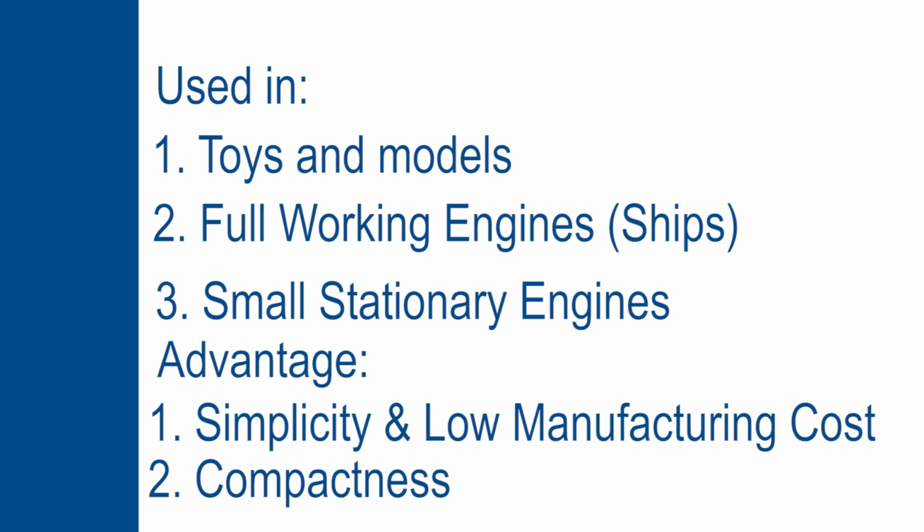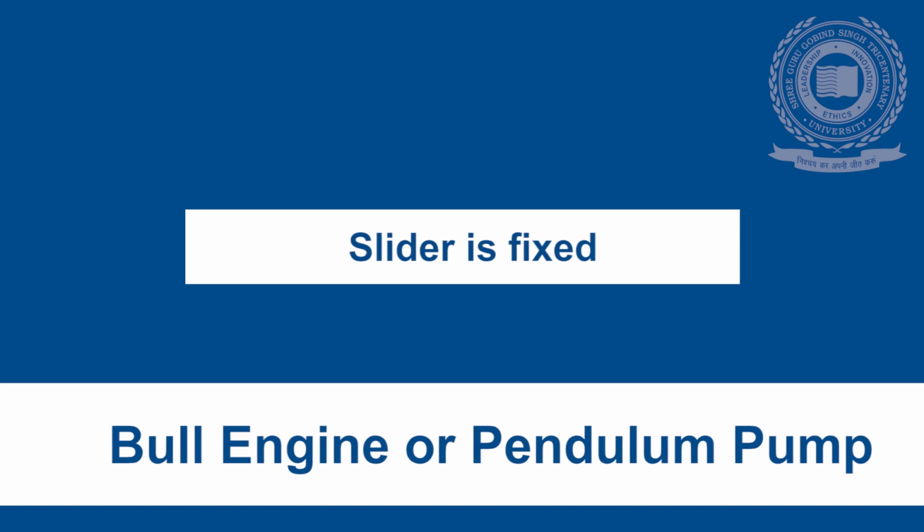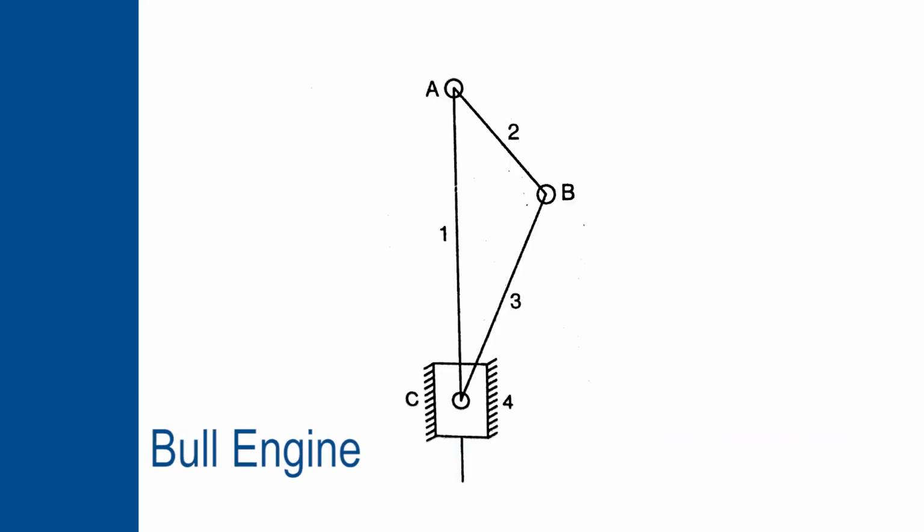which makes them advantageous for use in ships. Now, the fourth inversion we can obtain by fixing the slider of the single slider crank chain. When the slider is fixed, we get the bull engine, or we can say the pendulum pump. When the slider is fixed, the link 3 can oscillate about the fixed point C. This makes the end B oscillate and end A reciprocate along the axis of the fixed link, that is the slider. This inversion is used in a hand pump.